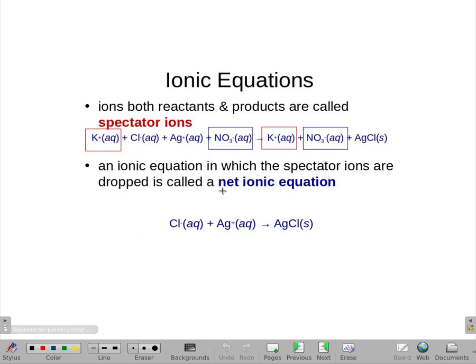So the only thing that really occurred, the only net change, was the chlorine ions and the silver ions went away, forming silver chloride. Net ionic equation.